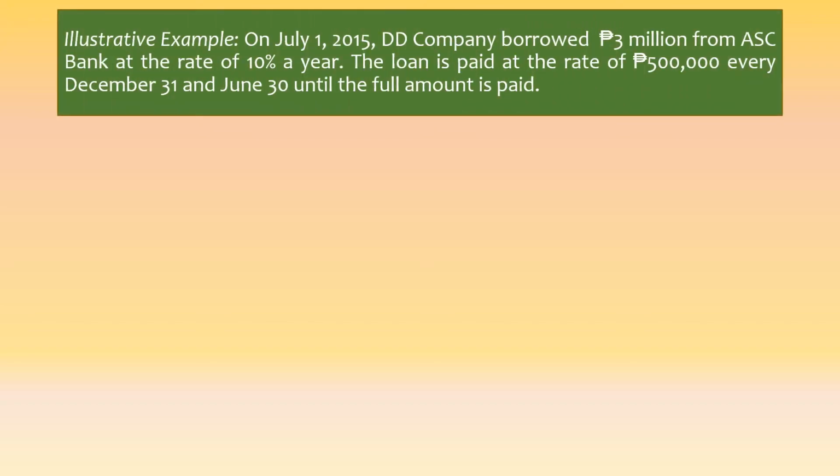Let us look at an example of a corporate loan to illustrate how a loan amortization table is prepared. For some corporate long-term loans, the principal payment is fixed and the interest expense is adjusted based on the declining principal balance. For our illustrative example, on July 1, 2015, BB Company borrowed 3 million pesos from ASC Bank at the rate of 10% a year. The loan is paid at the rate of 500,000 pesos every December 31 and June 30 until the full amount is paid.